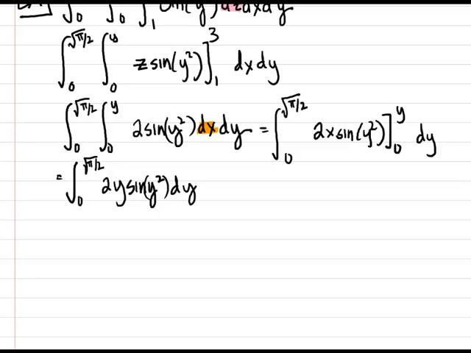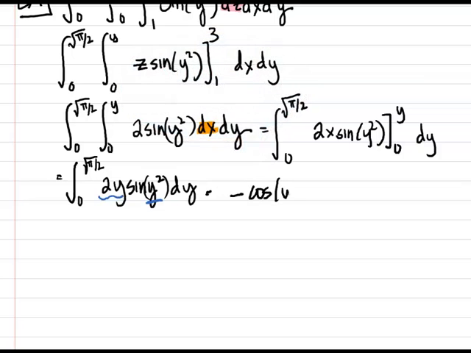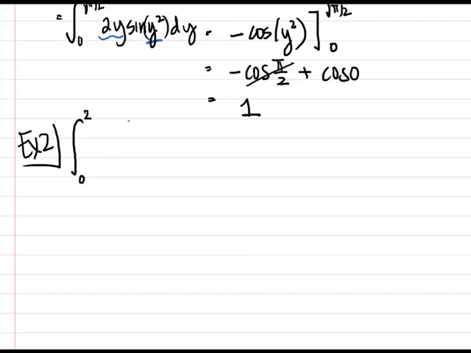Now we actually can just use a u substitution, so when I integrate, all I get is a negative cosine y squared from 0 to radical pi over 2, and when plugging that in, we get negative cosine pi over 2 minus a negative cosine of 0, which is going to be just 1, because cosine pi over 2 is 0.